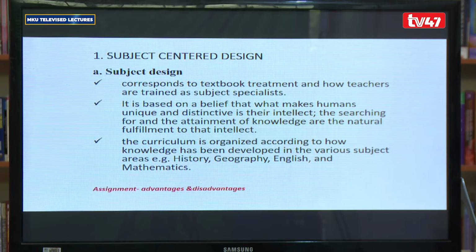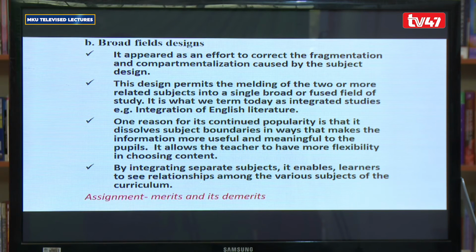The subject-centered design corresponds to textbooks, treatment, and how teachers are trained as subject specialists. It is based on a belief that what makes humans unique and distinctive is their intellect. The searching for and the attainment of knowledge are the natural fulfillment to their intellect. The curriculum is organized according to how knowledge has been developed in the various subjects. And that means that we have history, we have geography, we have English, we have mathematics, and the many others.